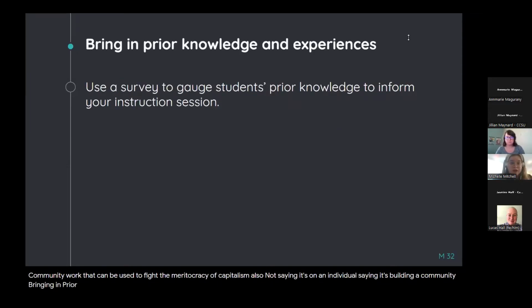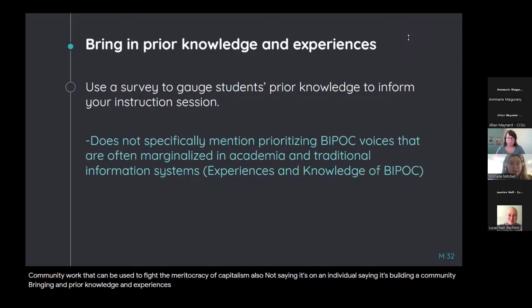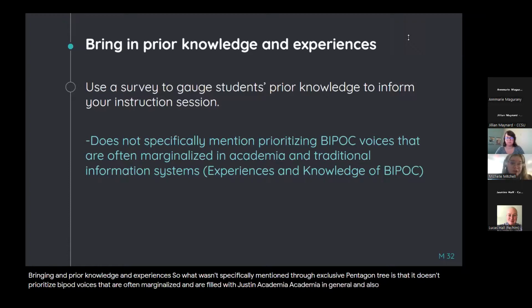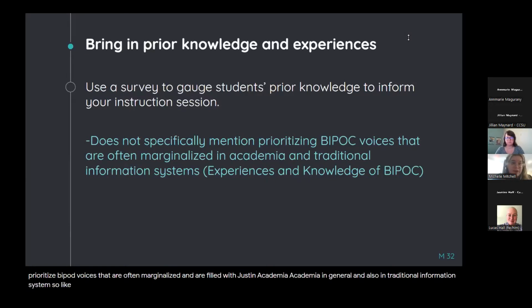Bringing in prior knowledge and experiences. So what wasn't specifically mentioned through inclusive pedagogy is that it doesn't prioritize BIPOC voices that are often marginalized in our field, but just in academia in general, and also in traditional information systems. So like in databases and catalogs, their voices aren't prioritized or put up front. So this is a critique to some inclusive pedagogy practices.